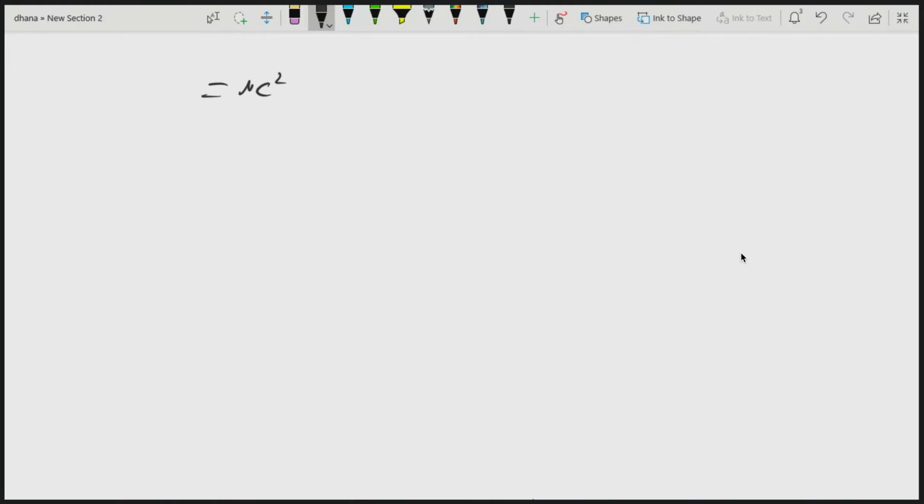C square mu by 2 integral 0 to a integral 0 to b into 1 minus x by a. Today at the same time we have the class, I mean my husband also. So he has taken the iPad and I'm using my laptop and this writing pad.